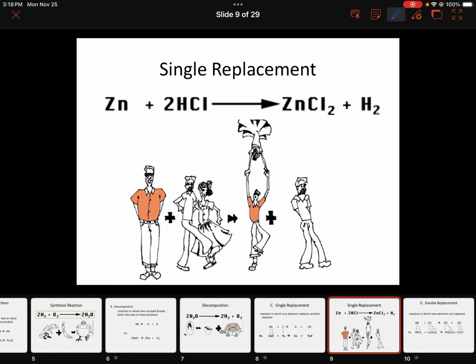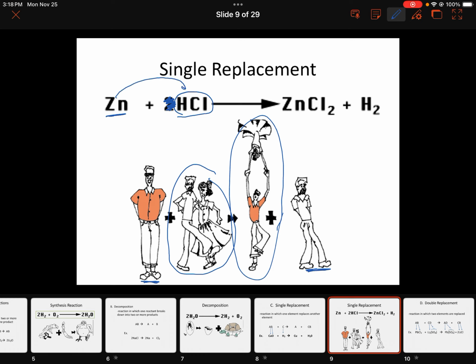Picture here, this strapping young lad here is all by himself. These two showed up together. Something happened at the dance. This guy's now by himself. These two are together. So one item got replaced. Poor guy had to go home alone. But here we see that Zn, zinc, and there's the hydrogen chloride together. Well, the zinc comes over, bumps out the hydrogen. And now the hydrogen is by itself. These two are together. So one item got replaced.